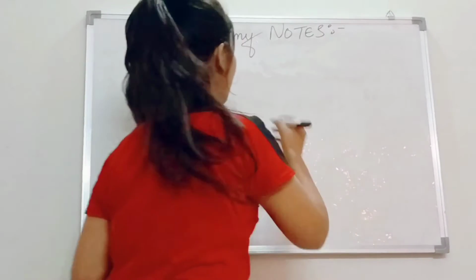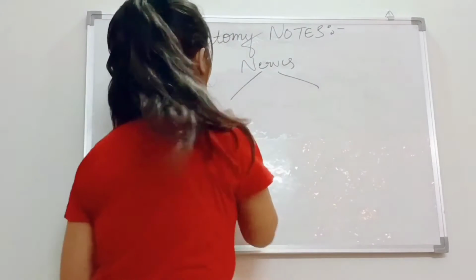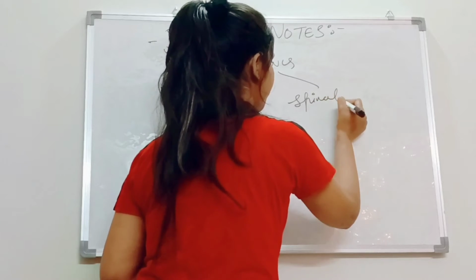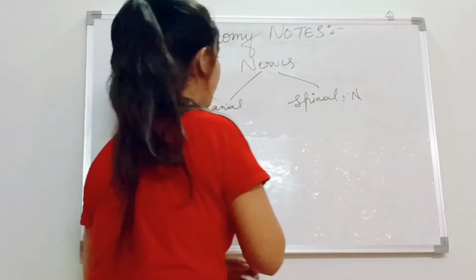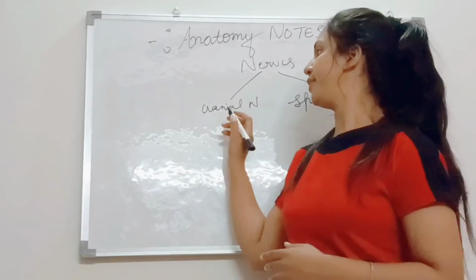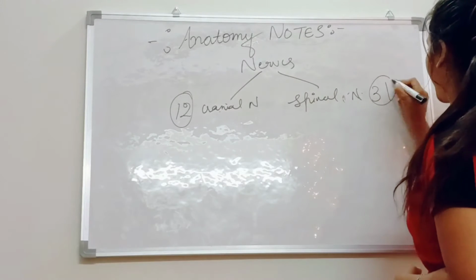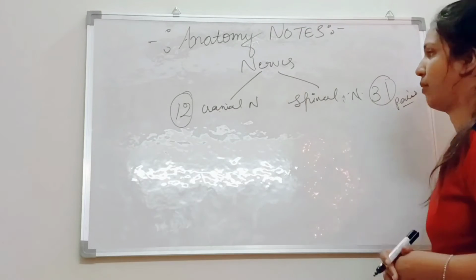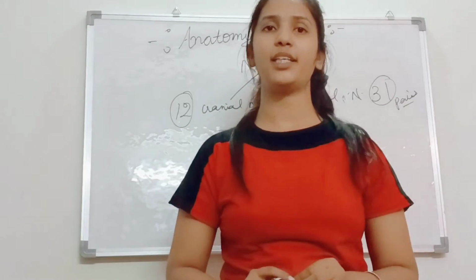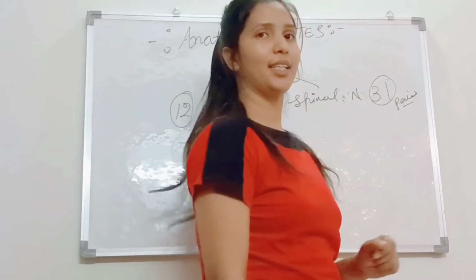So here we go. If we discuss the nerves of the body, we have two sets of nerves: cranial nerves and spinal nerves. These two sets divide the nerves into two parts. We have 12 pairs of cranial nerves and 31 pairs of spinal nerves. So you have to remember this detail. There are 12 pairs of cranial nerves present in our body and 31 pairs of spinal nerves. Firstly, I am going to divide the spinal nerves.